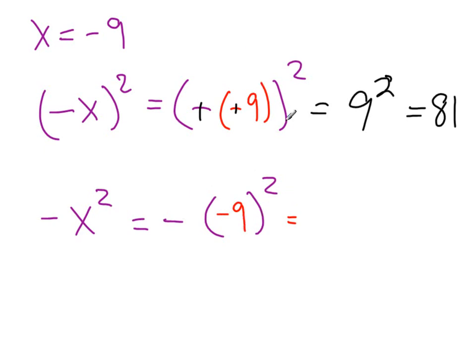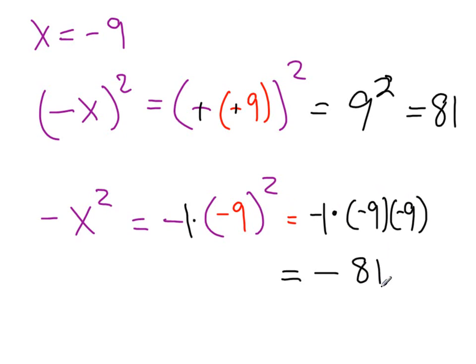If we were to write out what it really means, we have negative 1 times this thing. So we have negative 1 times negative 9 times negative 9. You have an odd number of negatives. There's 1, 2, 3. So our answer should be negative. And 9 times 9 is 81. And we have negative 81 for our final answer. And that is all.